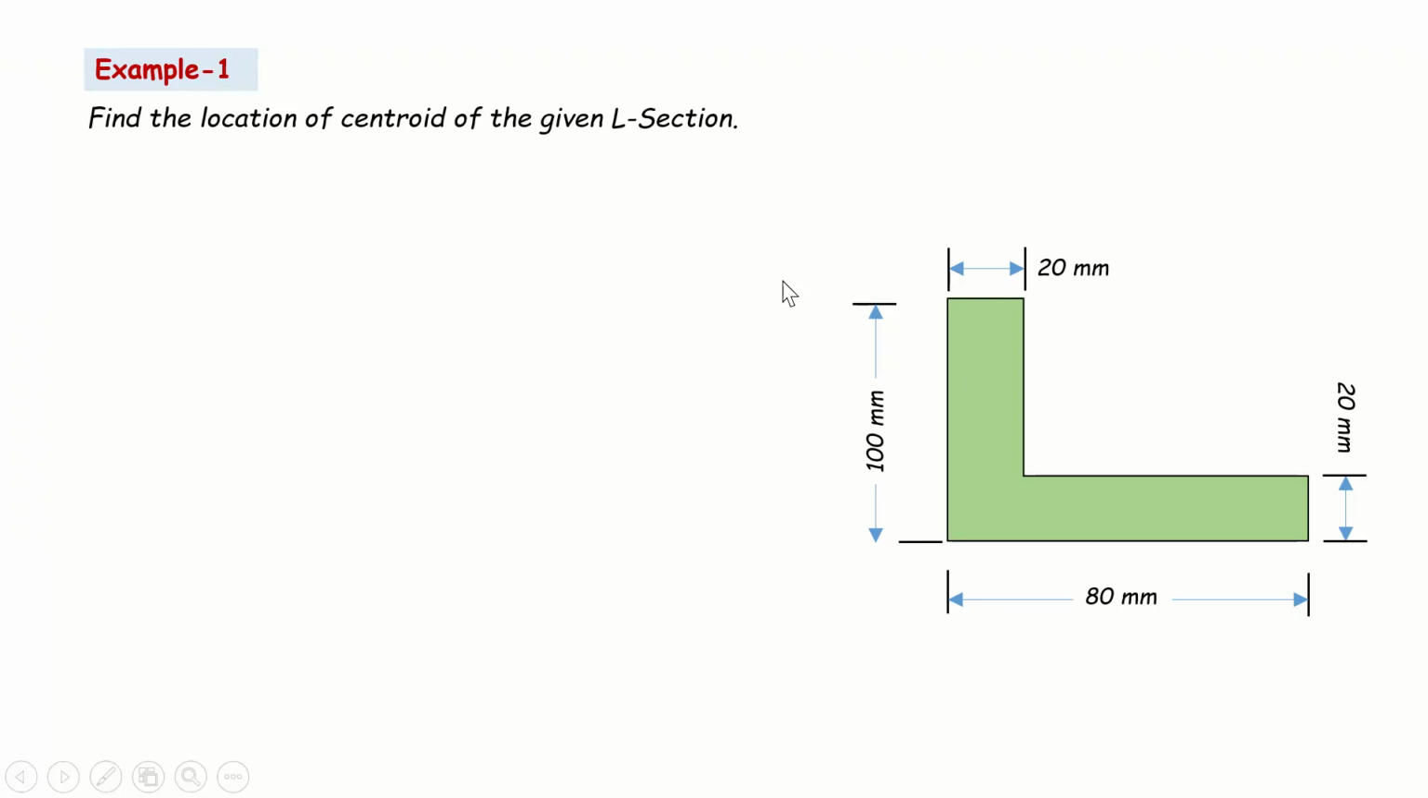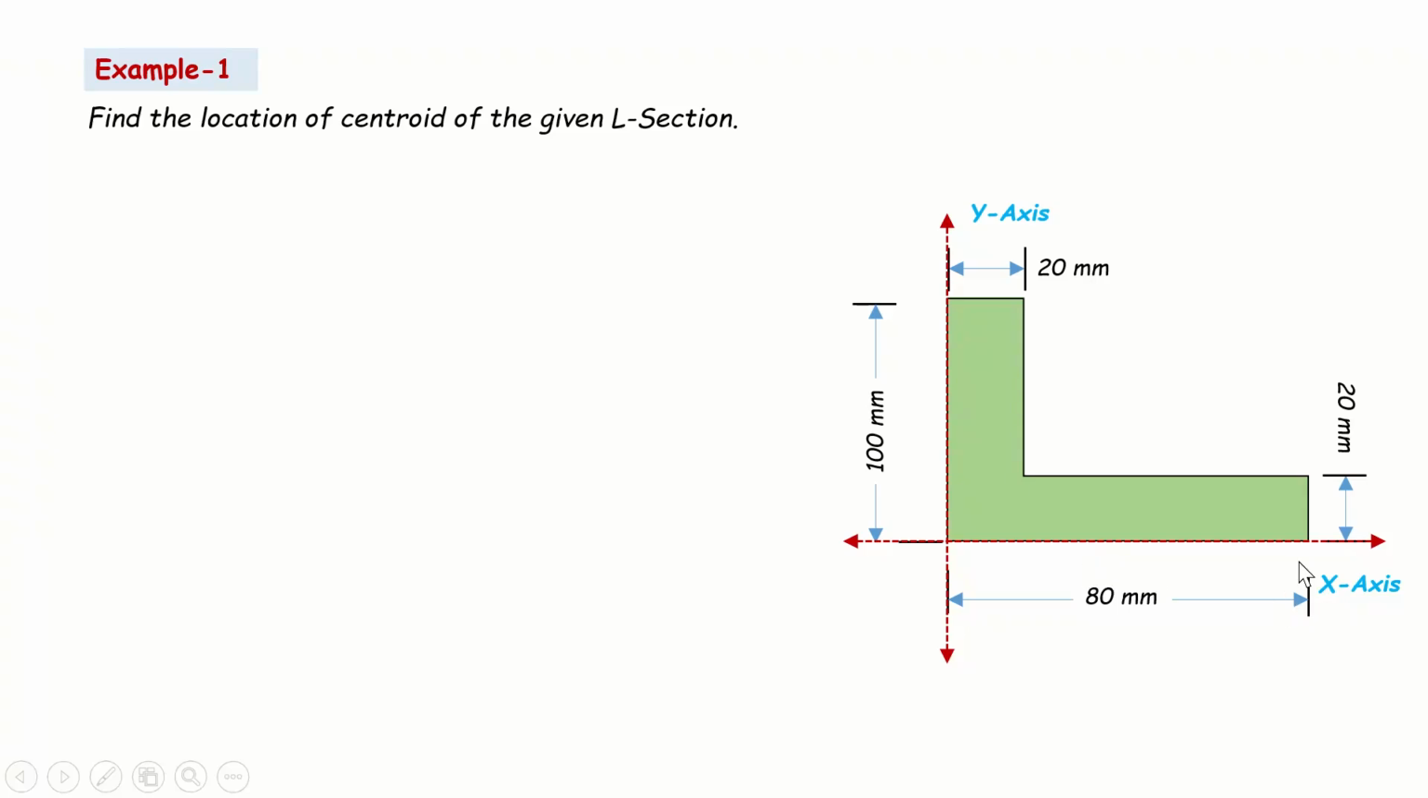Whenever you want to find the centroid of any section, friends, we need to draw the reference axis. The reference axis is always drawn from the bottommost side to the leftmost side. Always the vertical axis must coincide with the leftmost side, and the horizontal axis must coincide with the bottommost side of the given section. That's how I'm drawing it. You can see here the x-axis is coinciding with the bottommost side of the section, and the vertical axis is coinciding with the leftmost side of the section. This is how we always draw the reference axis.